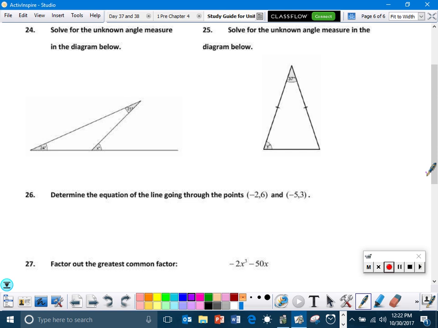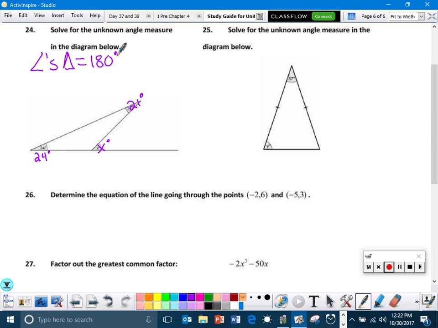All right, so number 24. Solve the unknown angle measure in the diagram below. All right, so we can see that this first angle is 24 degrees. Let me rewrite that. This is 24 degrees. This angle up here is 21 degrees. And we want to know what this angle is. Okay, well, we know that the angles of a triangle add up to 180. The angles in a triangle equal 180 degrees altogether.